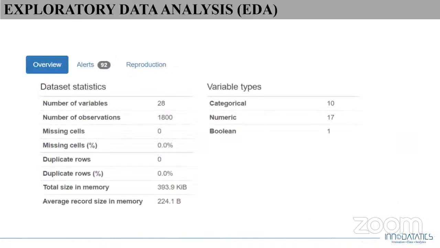Here we did a pandas profiling, and the overview of that is we have 28 features, 1800 observations in our data, and there is no missing cells and duplicate rows. And this data contains 10 categorical and 70 numeric and 1 Boolean column. Next slide, please.